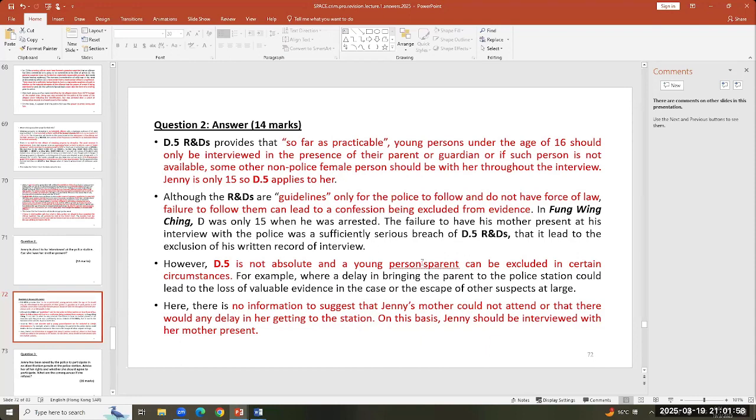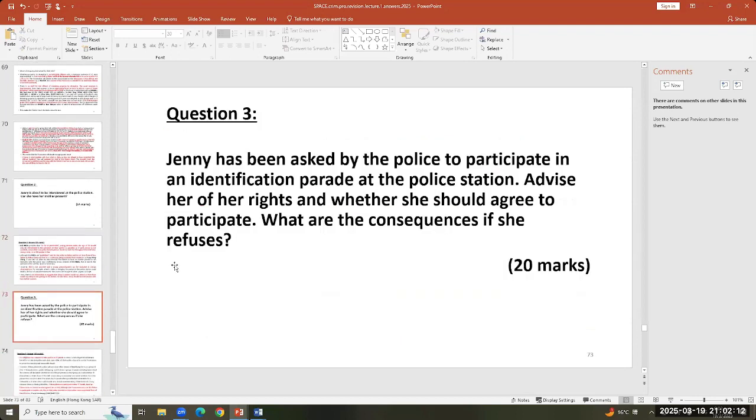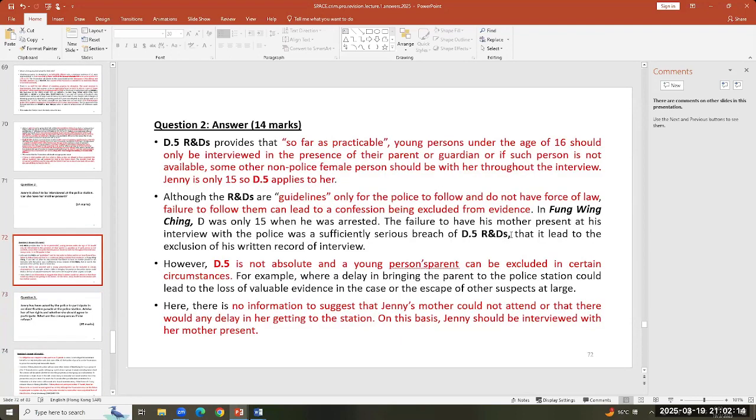A young person's parent can be excluded in certain circumstances where the delay would mean valuable evidence would be lost, or perhaps other offenders would be able to escape. But here, there's nothing to suggest that Jenny's mother couldn't be located and attend. So yes, she should be entitled to have her mother present. So 14 marks is basically a discussion of direction 5 and an application of that to the facts here.